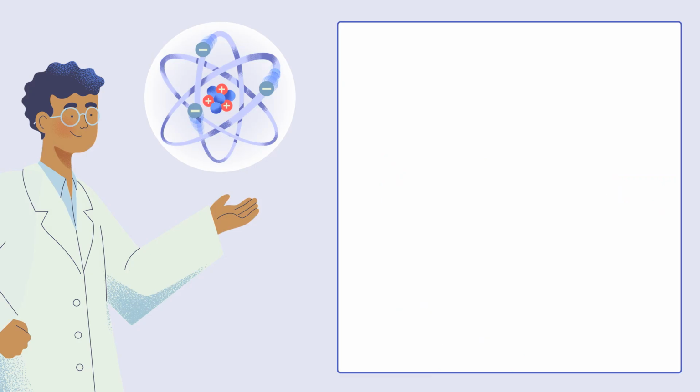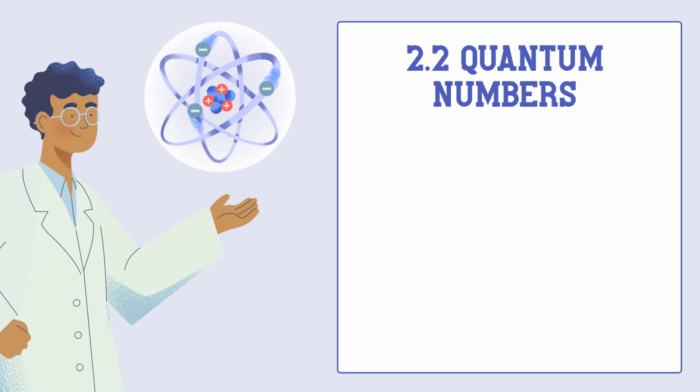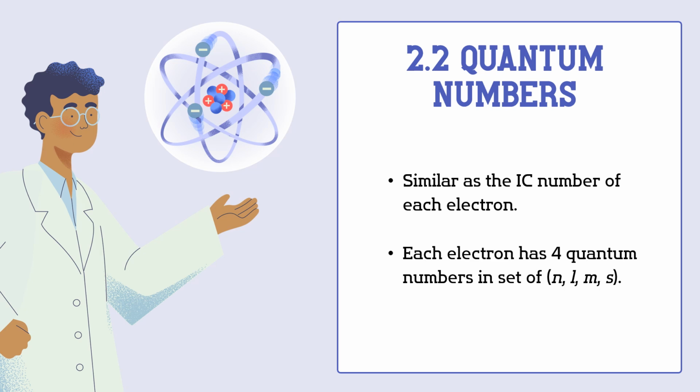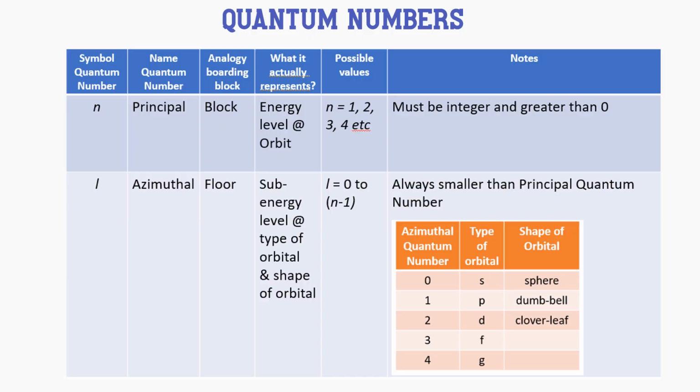Now let's proceed to 2.2, quantum numbers. As I told you in class, the quantum numbers basically represent the identity number of each electron. Each electron will have 4 quantum numbers in the set of n, l, m, and s. Next, what is the meaning of n? n is the principal quantum number.